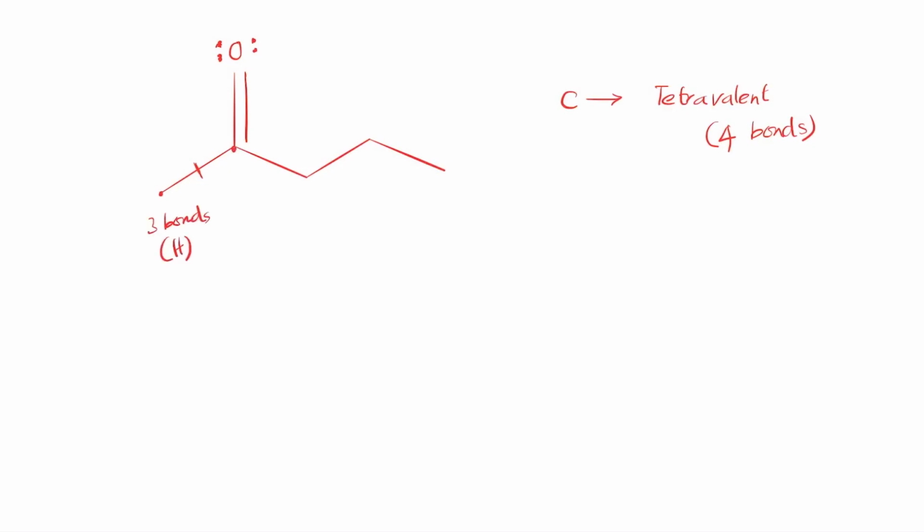Here again, it has 1, 2, 3, 4. So which means there are no hydrogens. Here again, there is 1, 2. So which means there are 2 hydrogens. Here again, there is 1, 2. So which means there are 2 hydrogens. And here there is 1, which means there are 3 hydrogens.